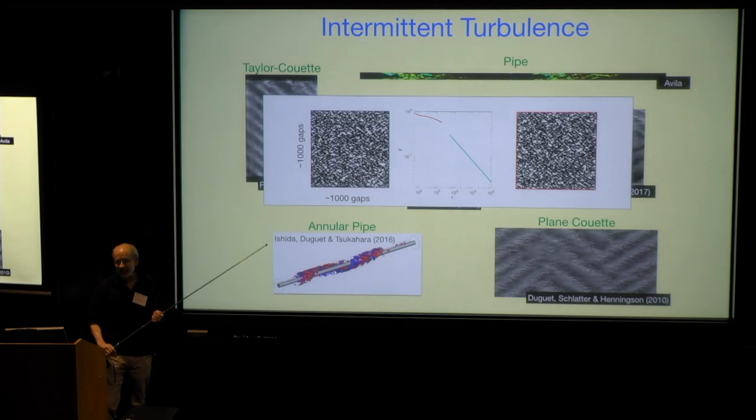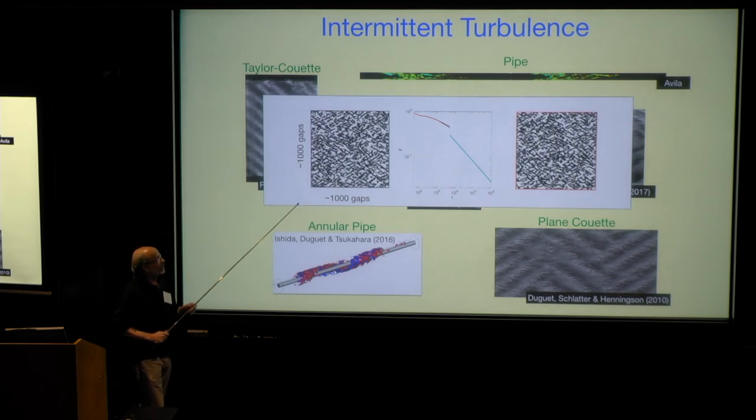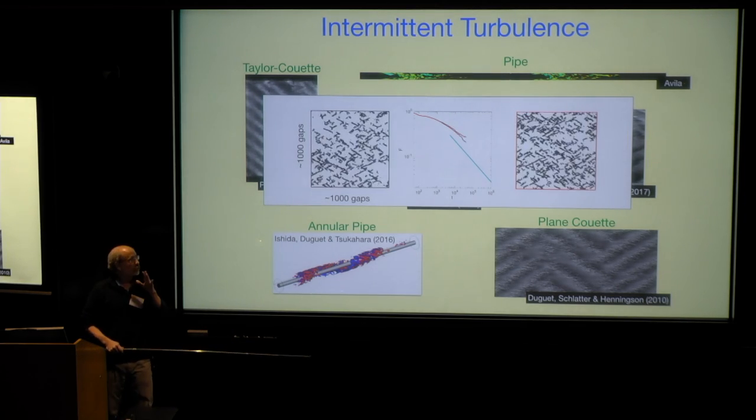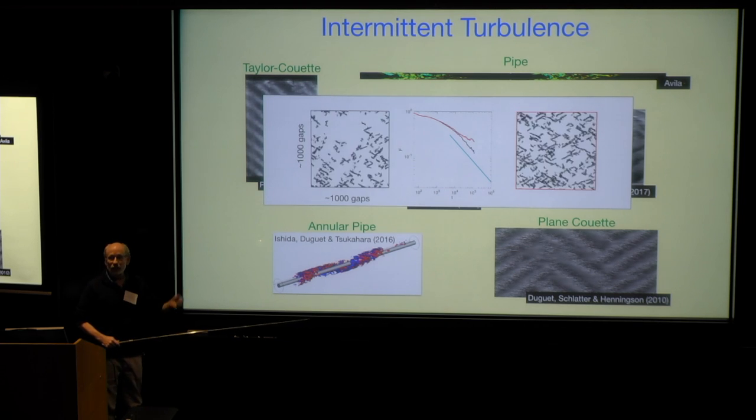This is actual hydrodynamic simulation done by Matt Chantry. Black is turbulent, white is laminar. So it's not just spatially intermittent. It's spatial temporal intermittent. And now we're going in logarithmic time.